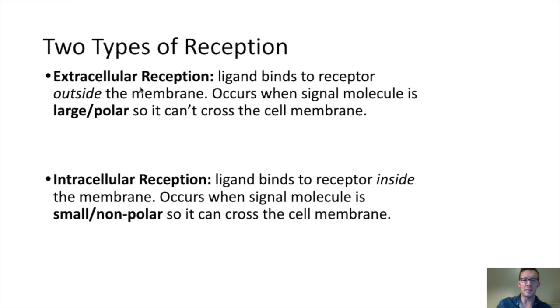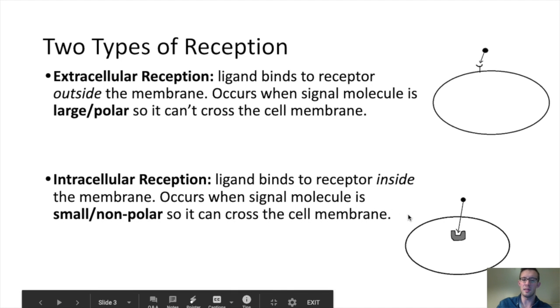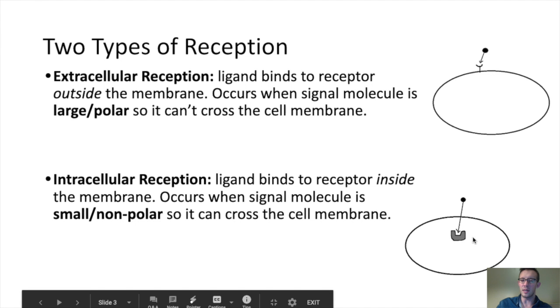As the name implies, extracellular reception is when a ligand binds to a receptor outside of the cell membrane, on the exterior of the cell membrane. This generally occurs when the signal molecule is too large or too charged, too polar, to cross through the lipid bilayer on its own.